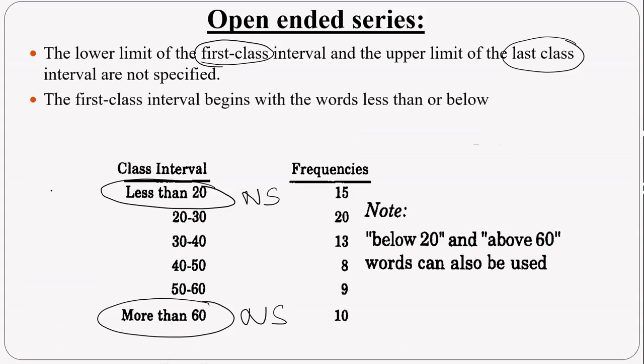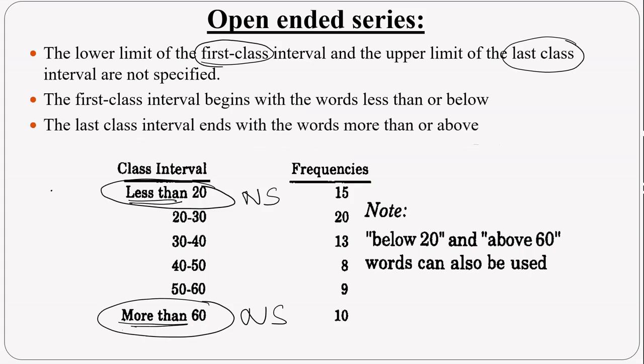Also, the first class interval begins with words like less than or below. So you can see here it is starting with less than, or sometimes they will say below, and with more than, they will say above. The last class interval ends with the words more than or above. So this is a simple example to understand with regards to open-ended series.